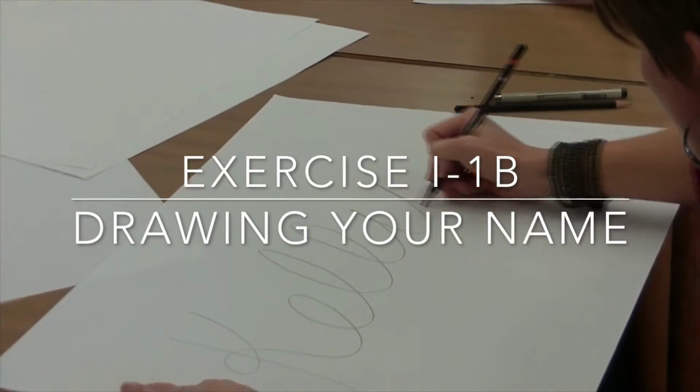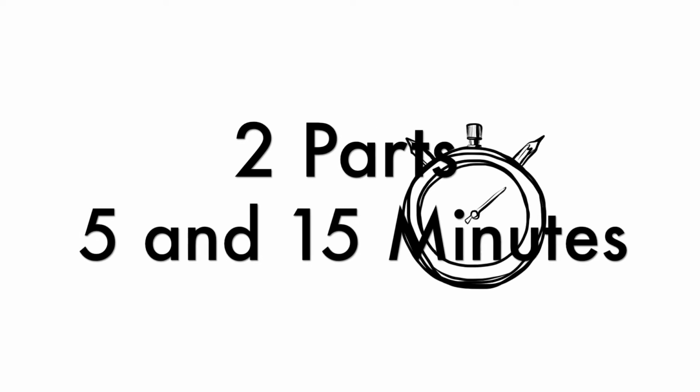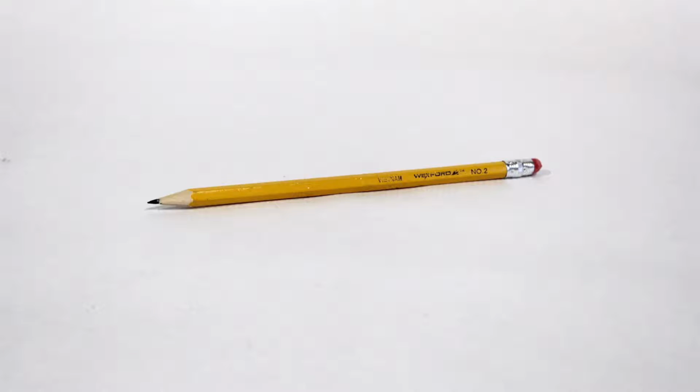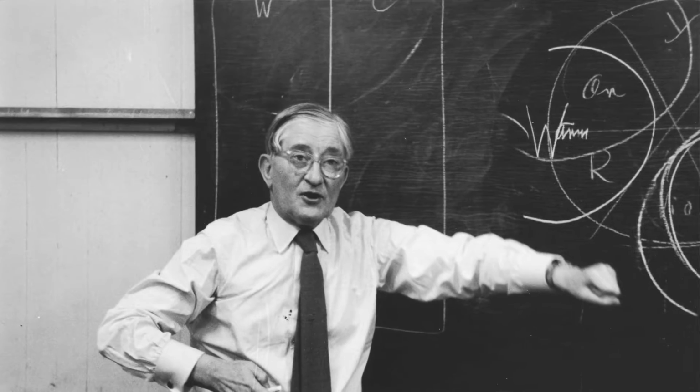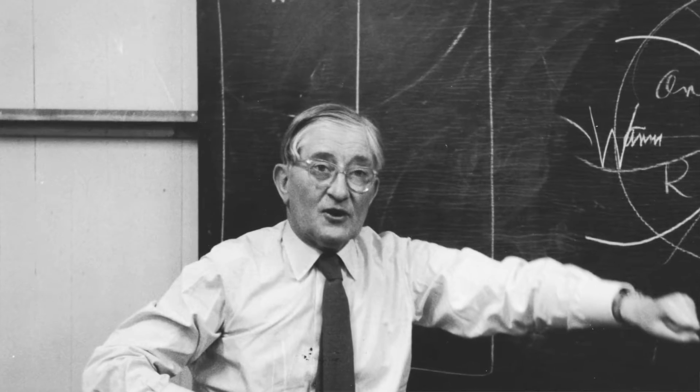Exercise I-1B, drawing your name. Time, 2 parts, 5 and 15 minutes, so 20 minutes. Materials, mechanical pencil or number 2 writing pencil, sketch pad. Subject, your name. This exercise comes from another famous modern artist, but not a surrealist. His name was Joseph Albers, and he was an abstract painter.